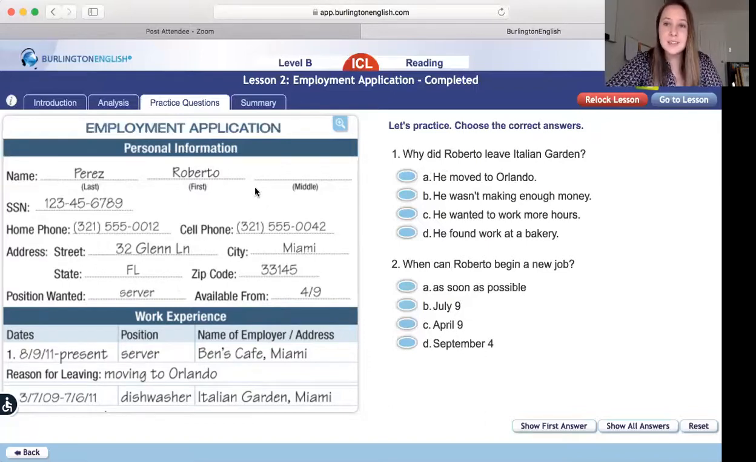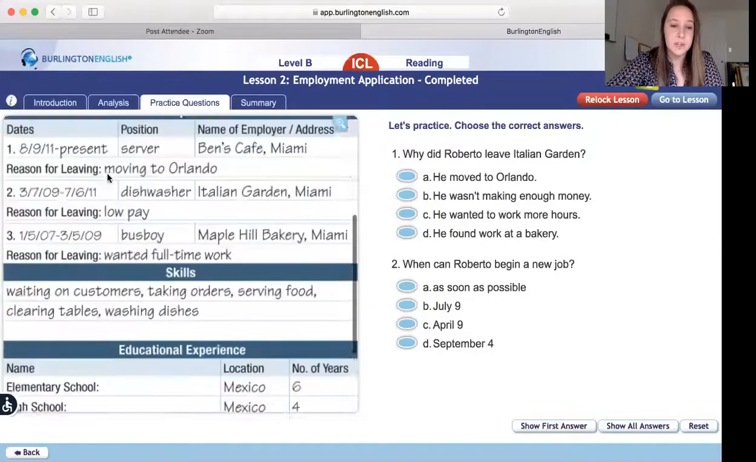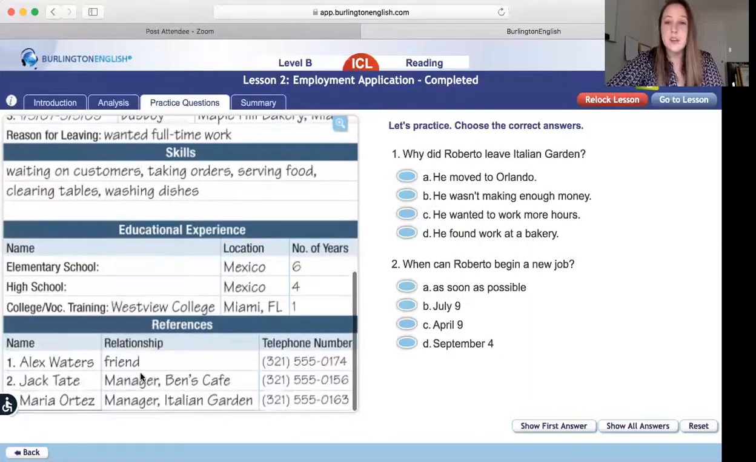But taking a test is a little bit different, because if you take all of your time reading all of this information, then you may not have time to get to the questions, or you may not have time to get to all of the questions on the test. And you're going to have a lot of information that you don't need. So the first thing I want you to do is read the questions first.